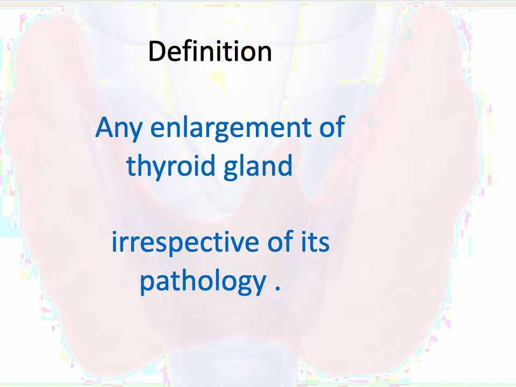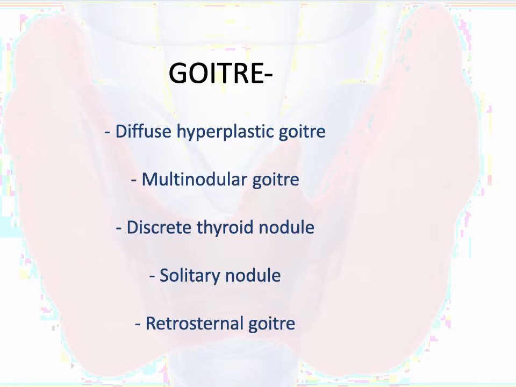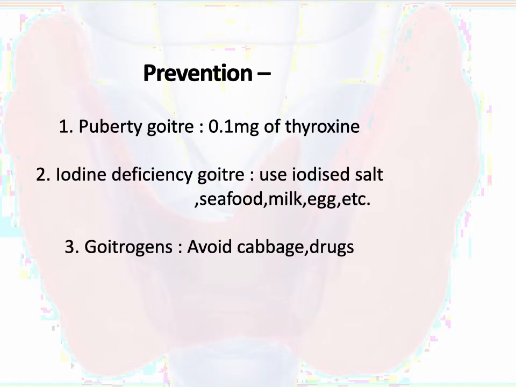Goiter, we know the definition. It may be diffuse, I told you, the whole gland enlarges together, right? Or it may be multinodular, or a single discrete nodule, like a solitary nodule. Or it may be a retrosternal goiter.